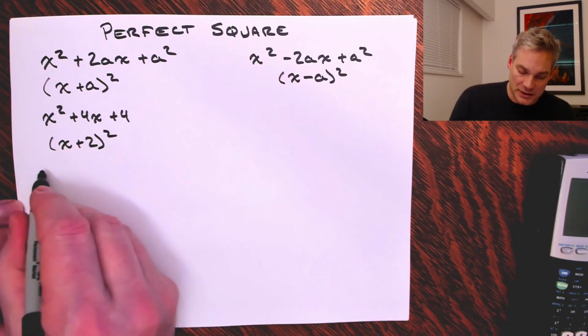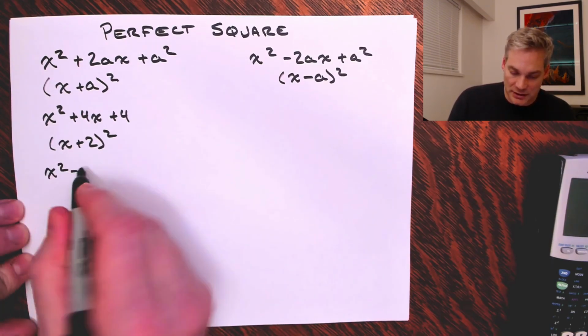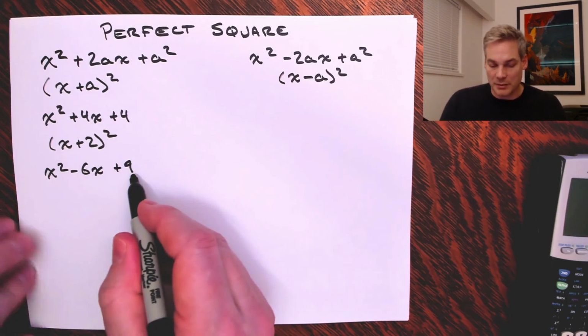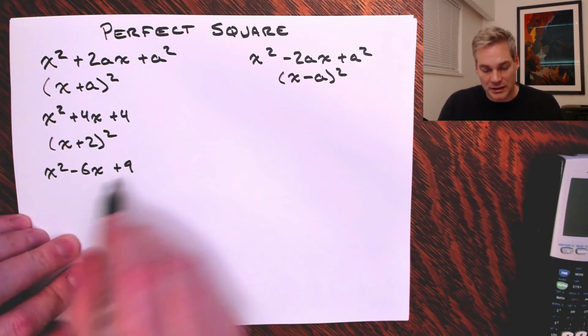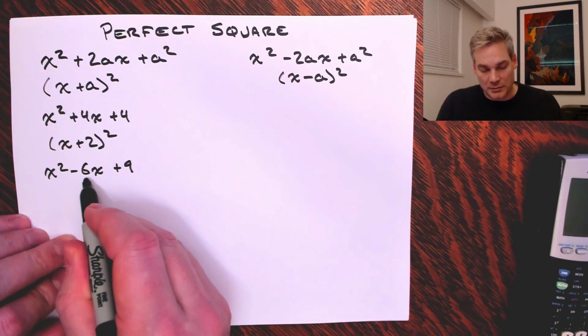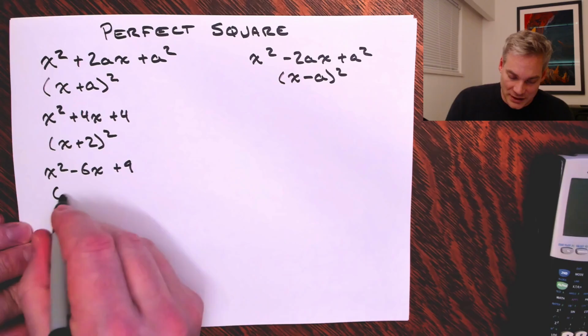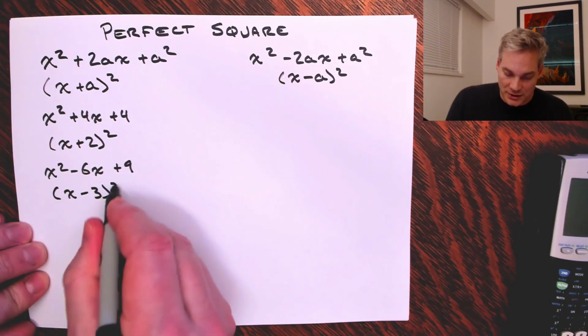Another possible one is, let's say we had x squared minus 6x plus 9. Two things that multiply to 9 is 3, and then they have multiplied by 2 to get 6. So in this case, it would be x minus 3 squared.